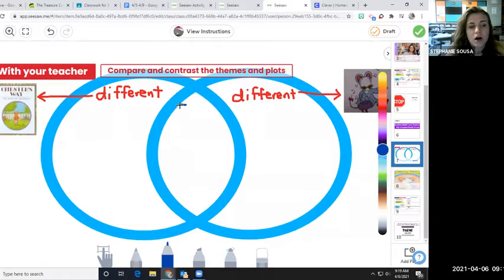In the middle on a Venn diagram, this is where we find out what's the same. So what is in both texts, okay? What events, what characters, what settings, what can we learn from both of those texts, okay?